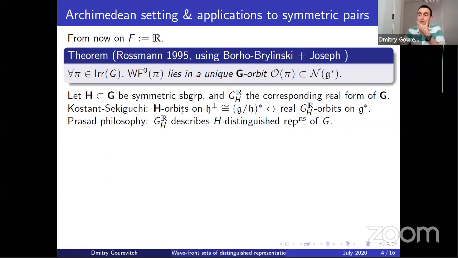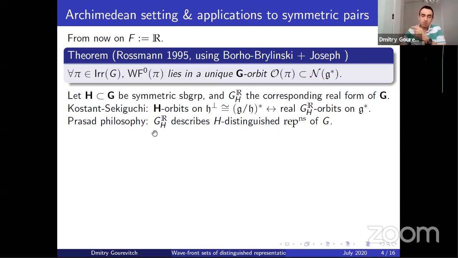So one difficulty of relative representation theory, of the study of distinguished representations, is that there's no category. So we have irreducible objects, H-distinguished representations, but they are not simple objects of any category. So Prasad suggests to study these objects by studying just representations of a reductive group G_H^R, the real form of bold G corresponding to G mod H. So that's just a philosophy that this group somehow is responsible for H-distinguished representations of G. So that's the idea that I learned from Dipendra Prasad.